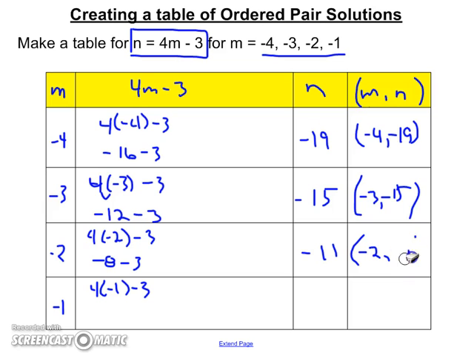That computer did not help me on that one, so we'll rewrite that -11. And then 4 times -1 is -4. -4 minus 3 is -7. And so my ordered pair is (-1, -7). Again, these ordered pairs could be graphed, if we needed to, on a coordinate plane. In this case, m would be my x-axis, so m would go across the horizontal axis. n would be my vertical axis. Just pointing that out while we're at it.